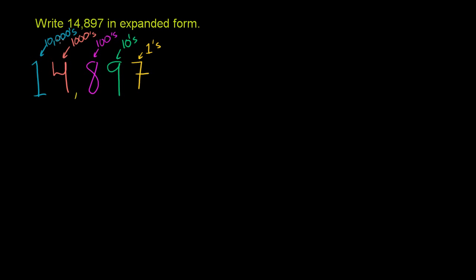Now let's think about what that really means. If this 1 is in the 10,000s place, that means that it literally represents. I want to do this in a way that my arrows don't get mixed up. Actually, let me start at the other end. Let me start with the 7. The 7 literally represents 7 ones. Or another way to think about it, you could say it represents 7 times 1. All of these are equivalent.